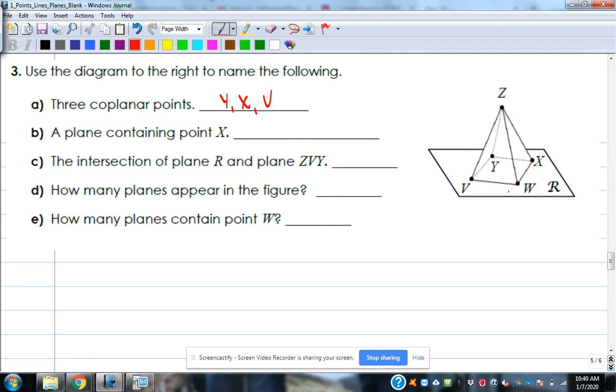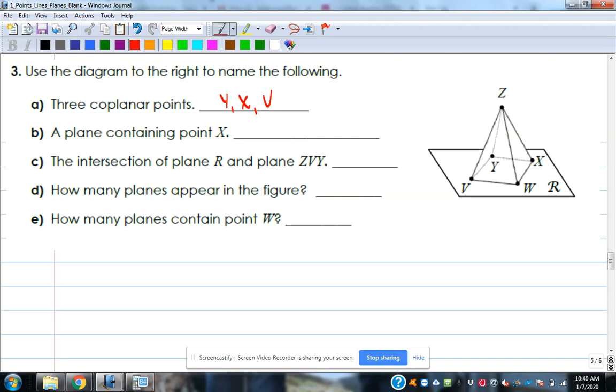That'll work. Y, X, and V are all on plane R, so that would be coplanar. What would be another option? X, Y, and Z. They're all the back side of that pyramid shape, and they would make coplanar as well because they're on that face.